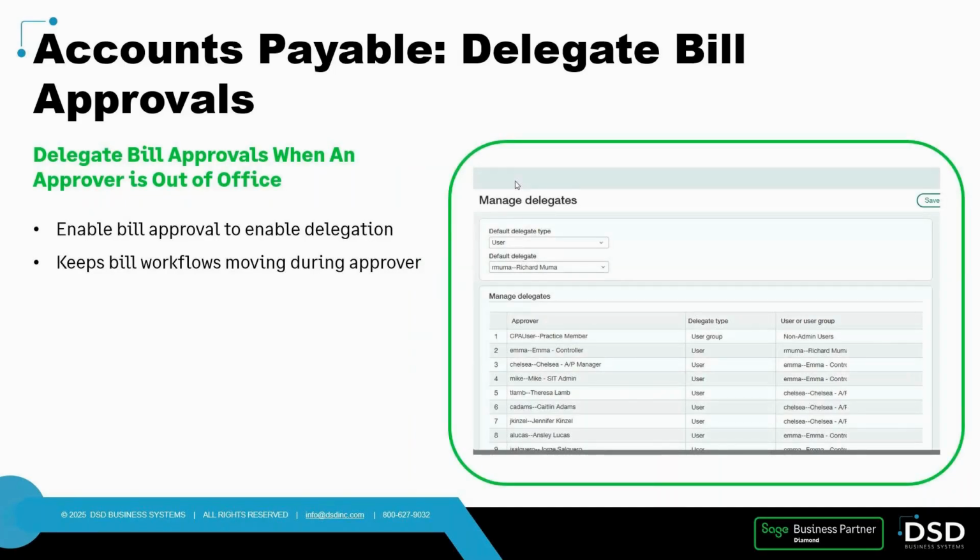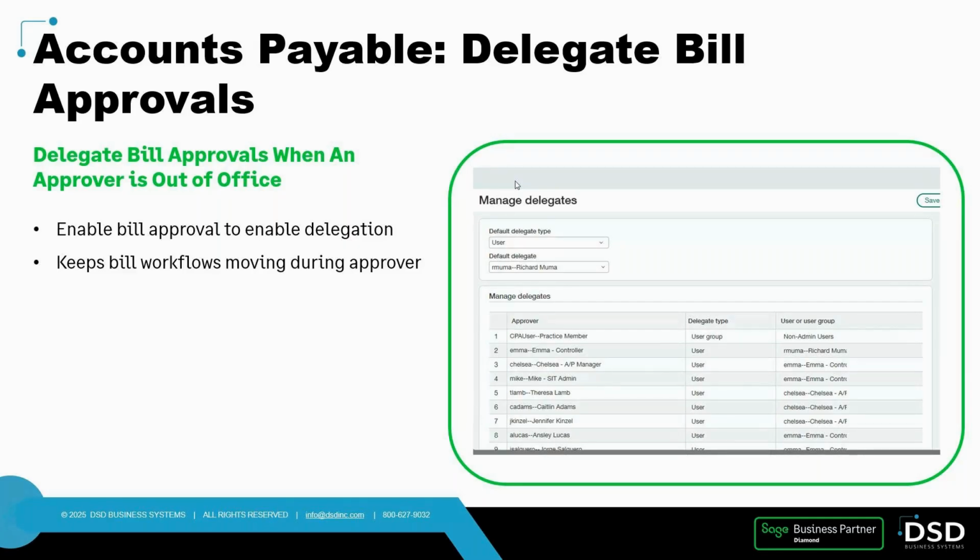Okay, so now in accounts payable, you now have the ability to delegate bill approvals. Before, delegation was only available in general ledger and also the purchasing workflow approval process. So you can maintain uninterrupted bill approvals the same way. If an approver is away on vacation, leave, or other absences, the bill approval delegation ensures that the bills continue to move through the approval workflow without delay.